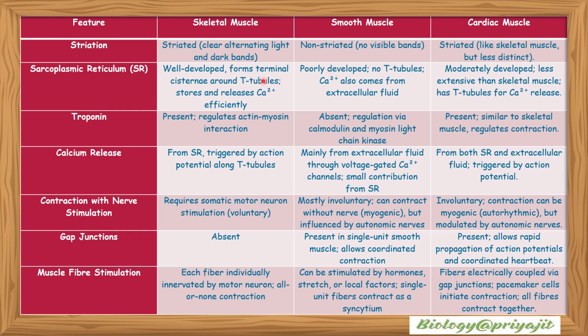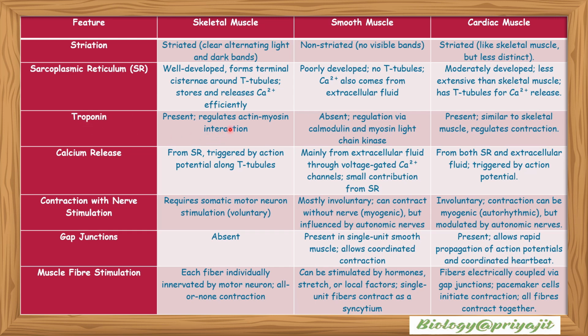Sarcoplasmic reticulum: in skeletal muscle it is well developed and forms terminal cisternae around T tubules. They store and release Ca2+ ions efficiently. In smooth muscles it is poorly developed. There are no T tubules. Their calcium (Ca2+) also comes from extracellular fluid. In cardiac muscle, it is moderately developed. It is less extensive than in skeletal muscle, but they have T tubules for calcium release.